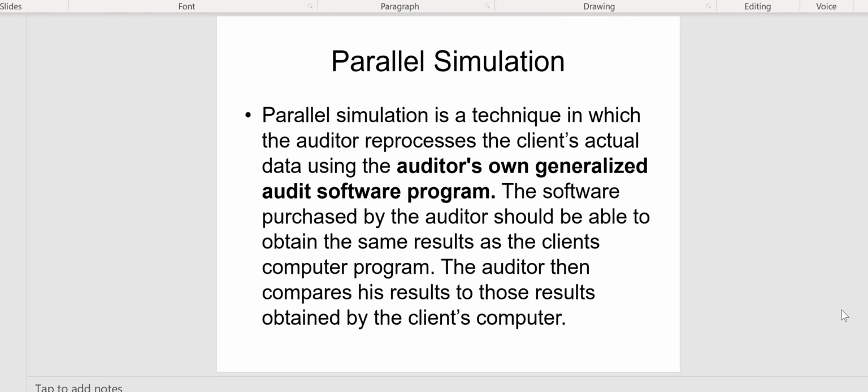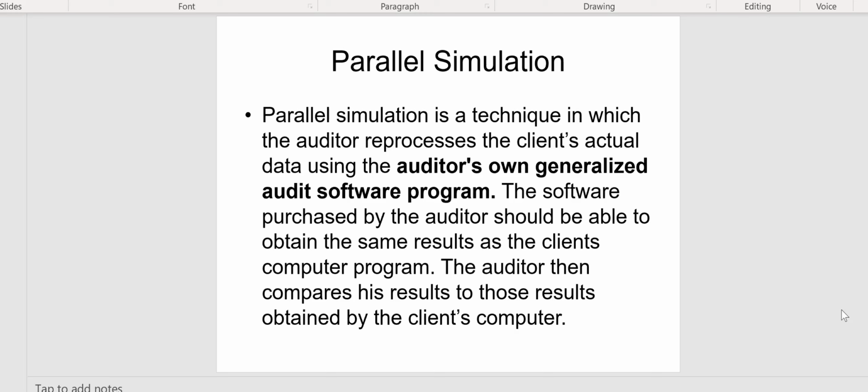Well, now with parallel simulation, client data is used on the auditor's system, and then we're just going to compare the results. So the auditor is going to show up with his own generalized audit software program, or maybe grab a duplicate copy of the client's own program. But the key is we're going to use client data, and then we're going to compare results because we're testing two different systems with the same client data to see if we get the same results.